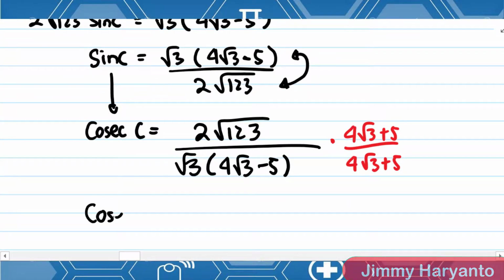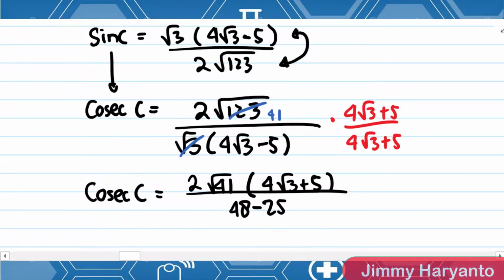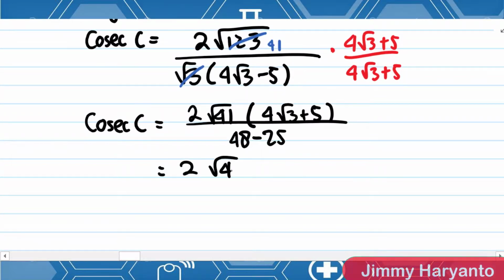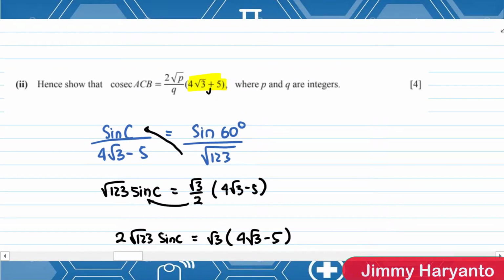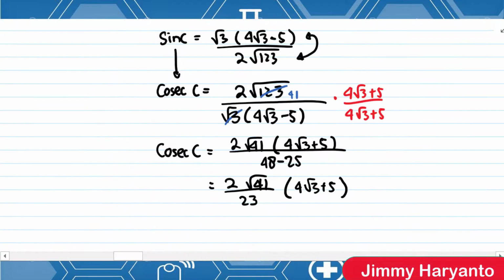And then you will get the cosecant C equals 2. Oh, you can cross out this one. This and this equals square root of 41. Okay, so 2 square root of 41 times 4 square root of 3 plus 5 over, for the bottom one, 16 times 3 is 48, 5 times 5 is 25, so 2 square root of 41 times 4 square root of 3 plus 5 over 23. Is it the same? Oh yes, very good. We already get the P. P is 41 and Q is 23.